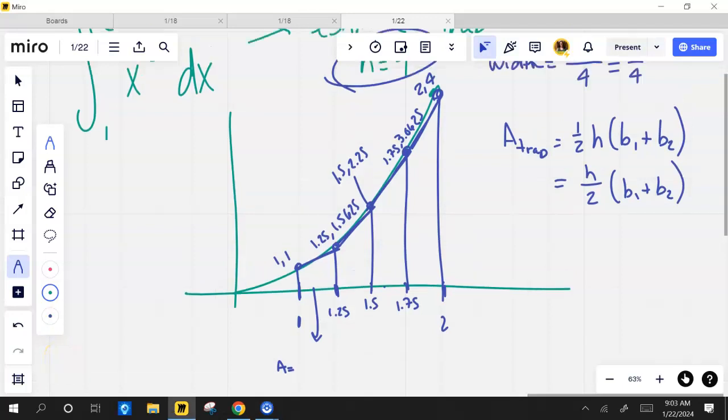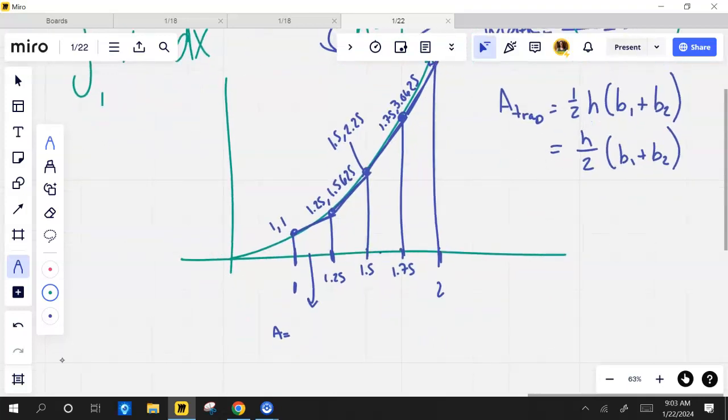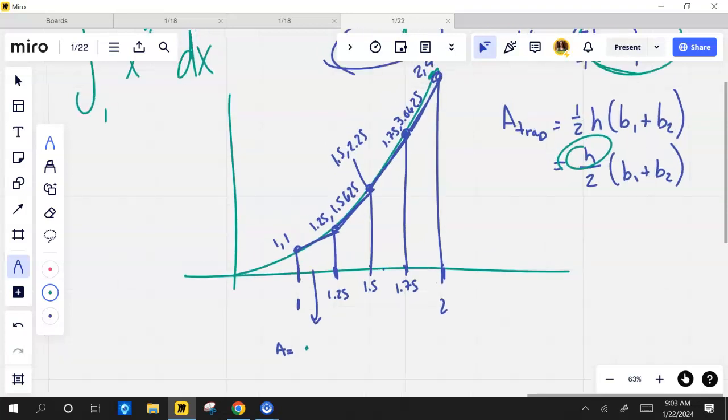0.25, right? That's where we came up. That's my h in this equation. Do you agree? Okay, so the area of this one, yep, yeah.